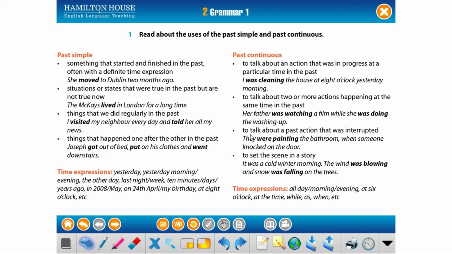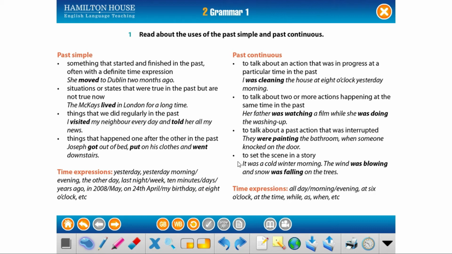Okay, then the other use is to talk about a past action that was interrupted by another action. Like this: they were painting the bathroom when someone knocked on the door. Remember that we use when to indicate that something interrupts an action that was in progress. I can say, I was eating when I got a call. That means that the call interrupted my meal.